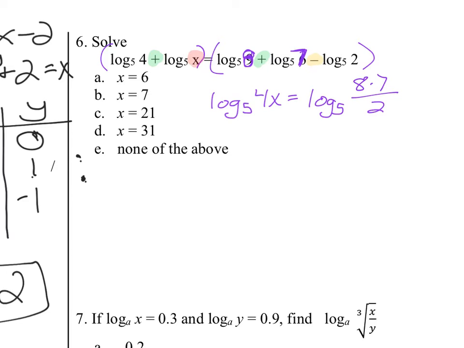So now since what's inside the two logarithms, since they're the same logarithm, log base 5, what's inside I can now set equal to each other. So I now have 4x equals 28. So I divide both sides by 4. X is 7. So my answer is B.